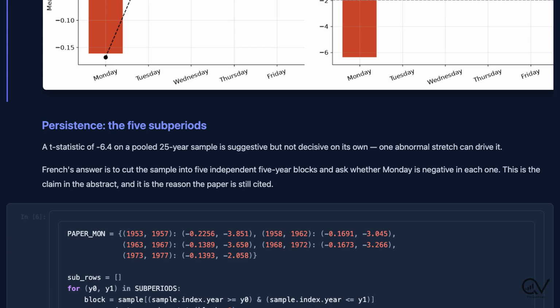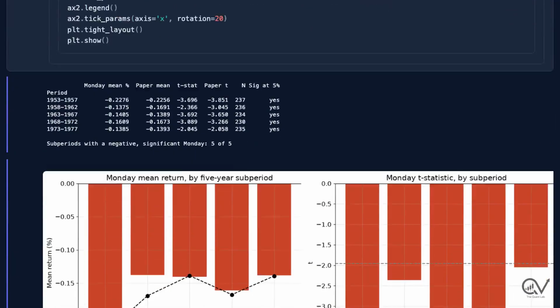It is a far harder test to pass than the pooled number, and it is the reason this paper is still cited more than 40 years later. 5 out of 5.